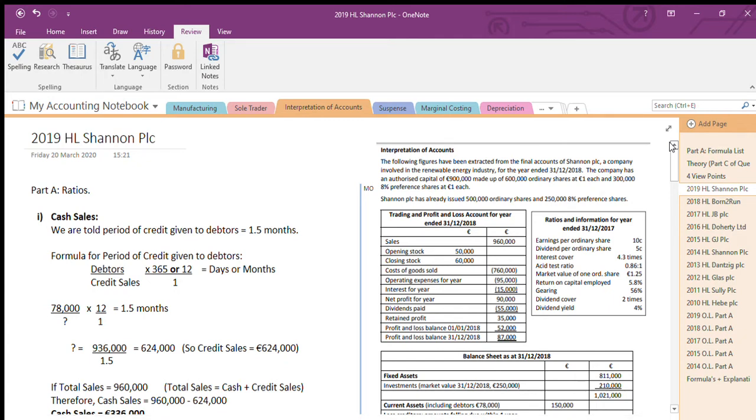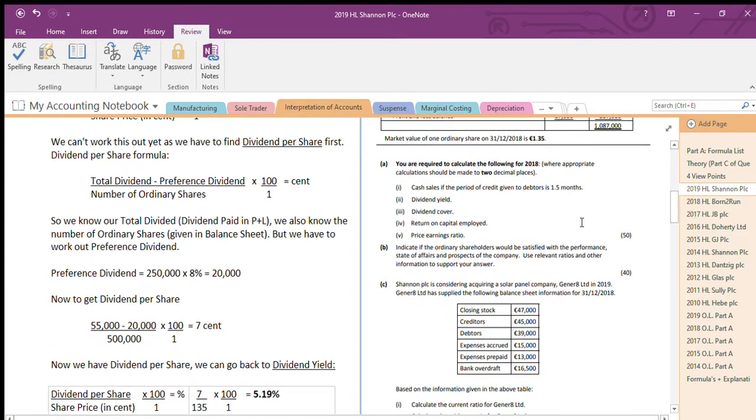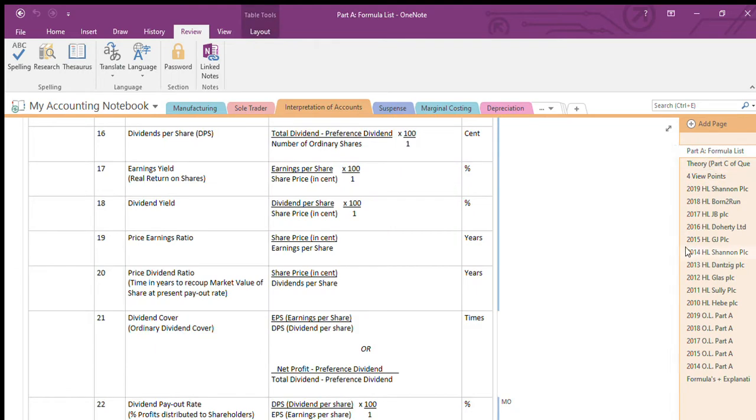This is a continuation of what we looked at the last day. 2019 higher level Shannon PLC. That's the question there. That's the question sheet as you'd normally see it, all the way down to this information here. We looked at the ratios, spent a good bit of time on how to work out each of them. Again, main thing you need is that list of formulas.